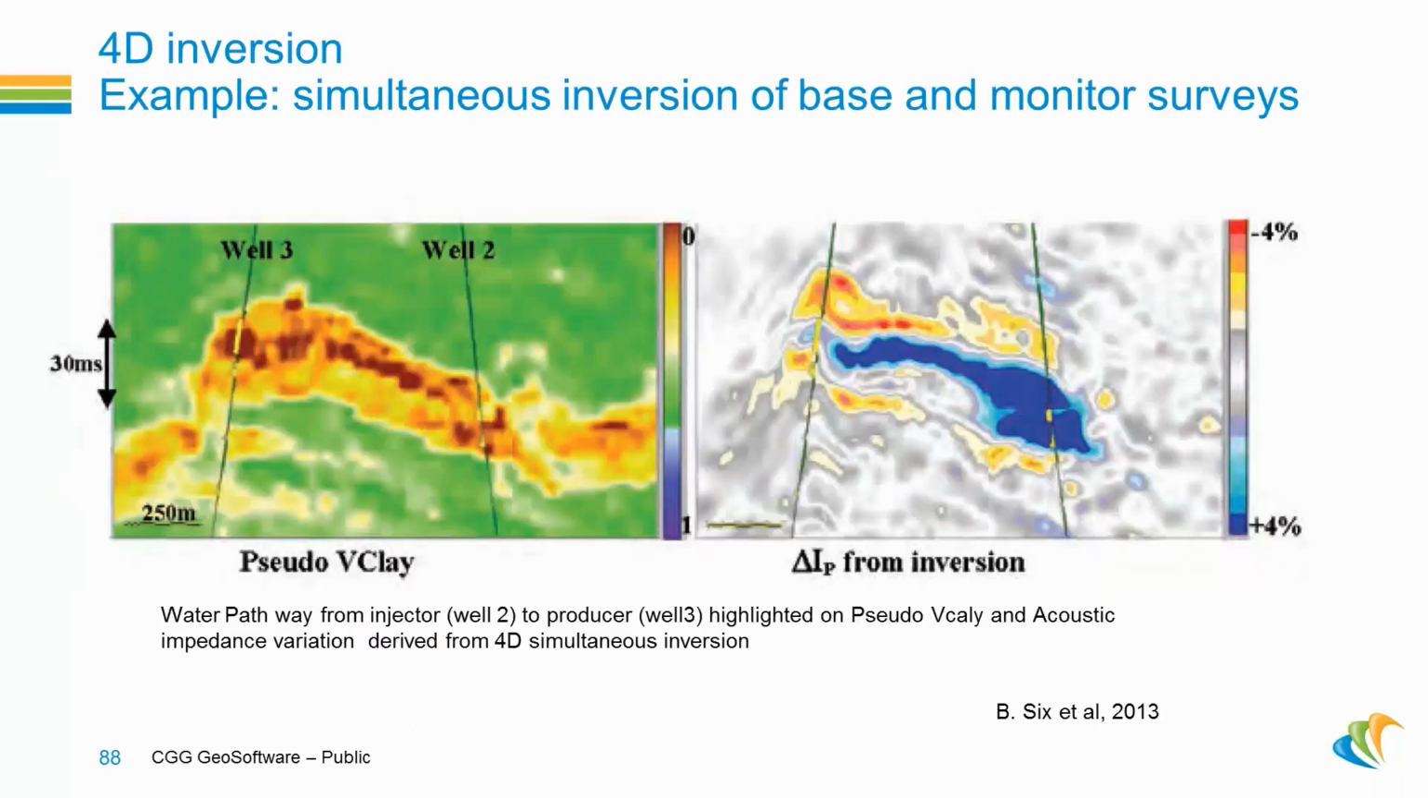So another example is shown here. A simultaneous inversion of the base and monitor was done. So the idea was to find out the path flow for the water. So we have this injector well here, and the producer well 2. Well 2 is an injector and the producer is well 3. And you can see from this pseudo-well calculated from inversion and this delta IP from the simultaneous inversion that it shows the pathway from well 2 to well 3. So maybe they can avoid the water cuts by controlling the water injections.